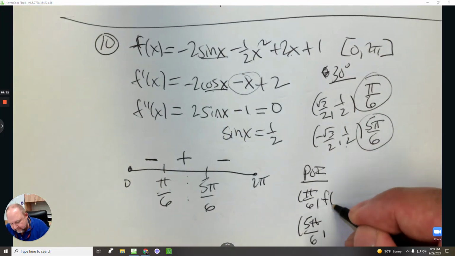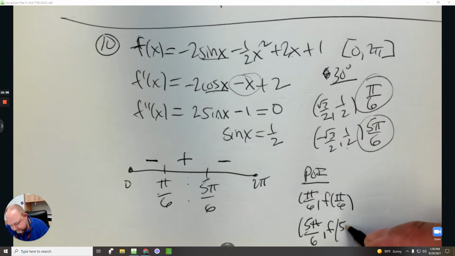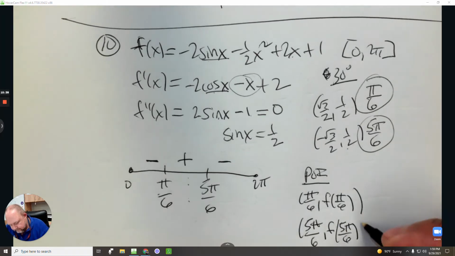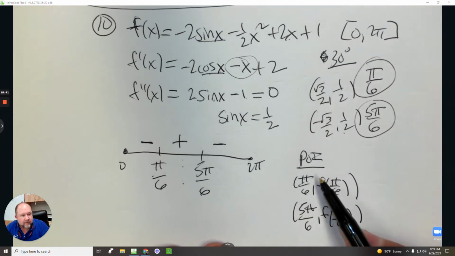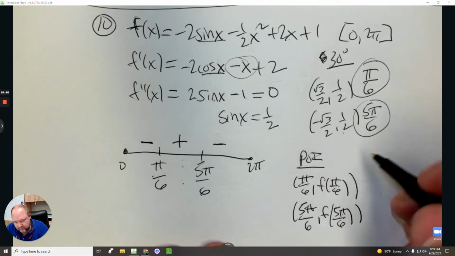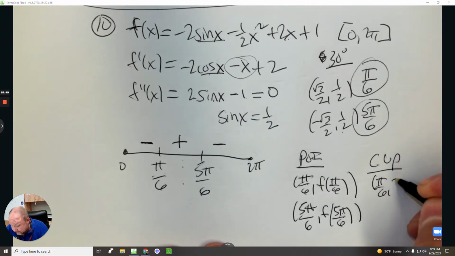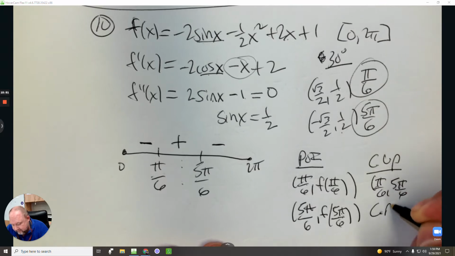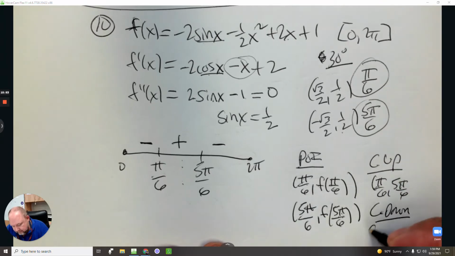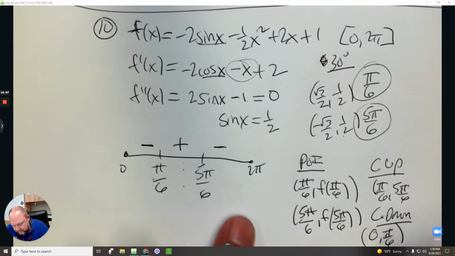I'm not even going to make you do that. I'm going to do this. Kind of cheating. So there's the point of inflection, and you'd plug in pi over 6, plug in 5 pi over 6 for it. It is concave up from pi over 6 to 5 pi over 6. It is concave down from 0 to pi over 6 and 5 pi over 6 to 2 pi.